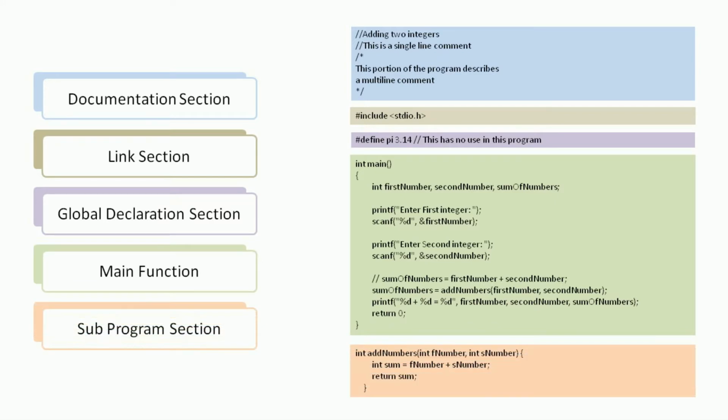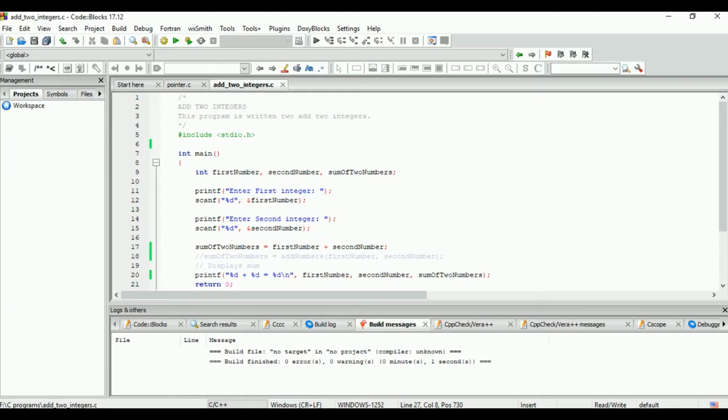In the subprogram section, I have written a function to add two integers that is called from the main function. In the beginning of the program, I have described the program using comment lines here. As I said earlier, these comment lines have nothing to do during the execution. Then I have linked the standard input-output header file. Then the main function starts.